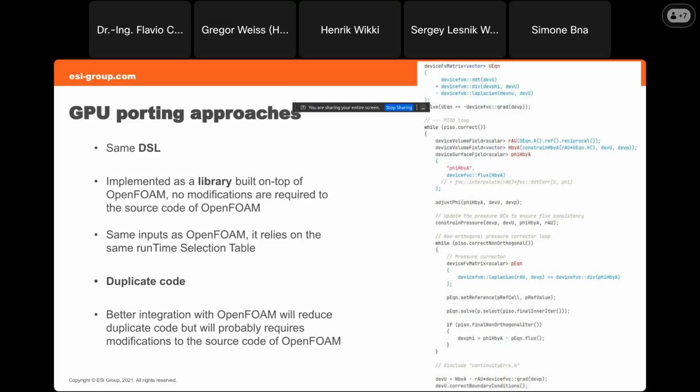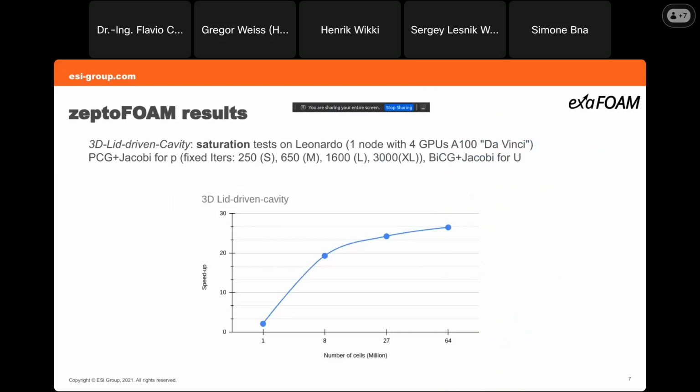The issue of this approach is that at the moment we have several classes duplicated, and we hope that in the coming months we will work with ESI and try to push some stuff into the ESI OpenFOAM version in order to reduce the code we deliver in ZofOAM. So let's try to present, in the last 10 minutes, some results we obtained using ZofOAM.